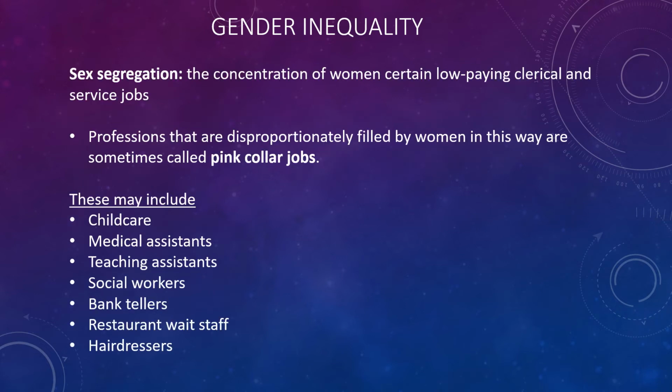So to define the thing itself, sex segregation is the concentration of women in certain low-paying clerical and service-type jobs. These are professions that are disproportionately filled by women, and sometimes these are called pink-collar jobs. That is kind of an older idea. In the modern vocabulary, we typically refer to this phenomenon as sex segregation.